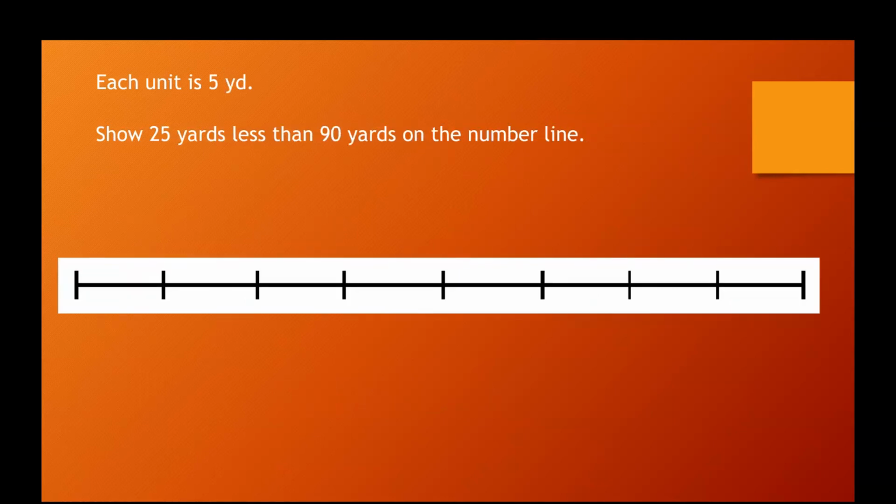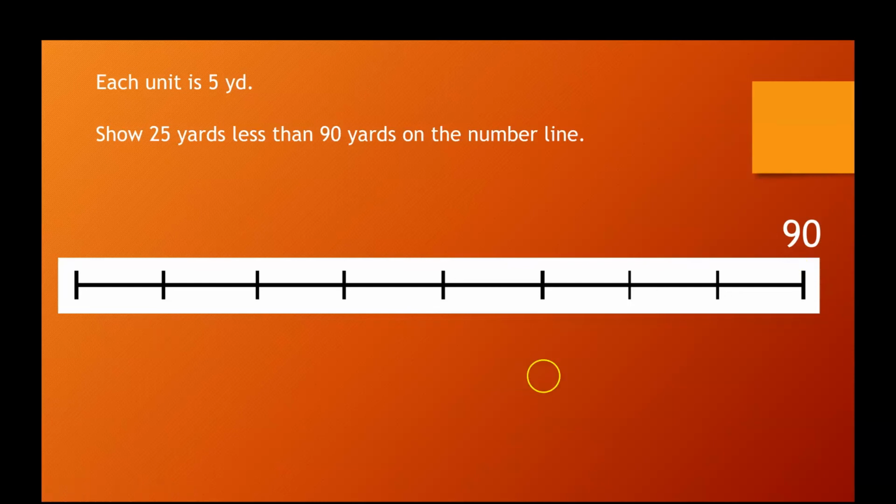This time we need to go less. So we're going to start on the other end because we're going to need to count backwards. So we need to show 25 yards less than 90 yards. And this time our units are 5. So this time we're going to count by 5s instead of 10s. So let's put our 90 up, but remember we're going to put it on this end because we're going less, which means we need to go to the left.